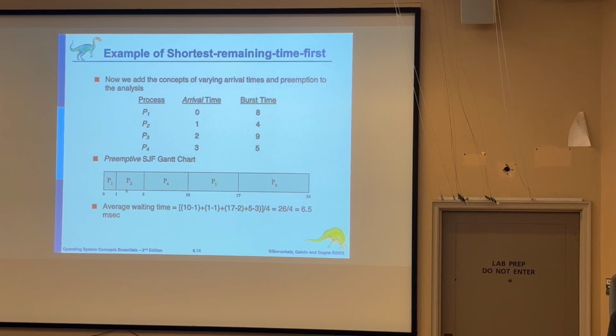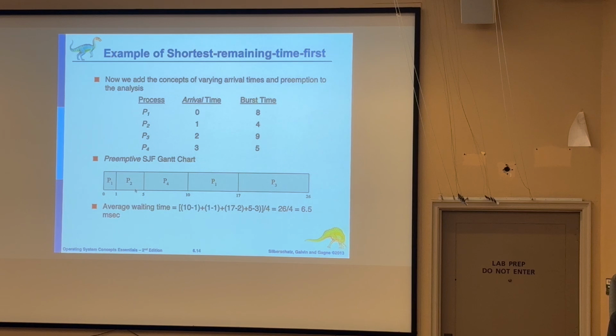At time 2, P3 arrives, it has remaining time 9. And P2 has executed for 1 second, so it has remaining time 3. And P1 has been scheduled out, it has remaining time 7. Among these 3, P2 still has the shortest remaining time, so it keeps running P2 until it finishes. When it finishes, it checks, then at time 3, P4 arrives.